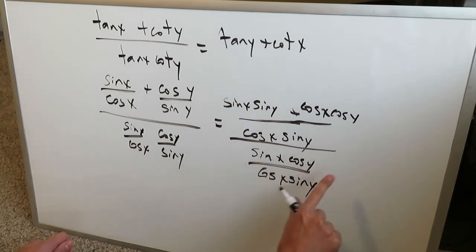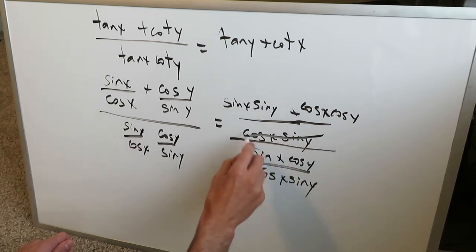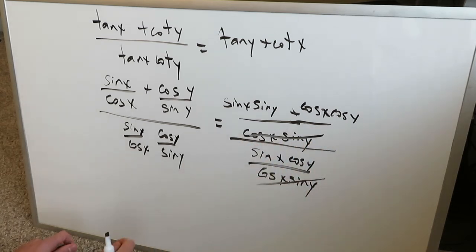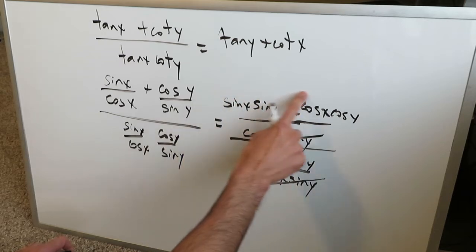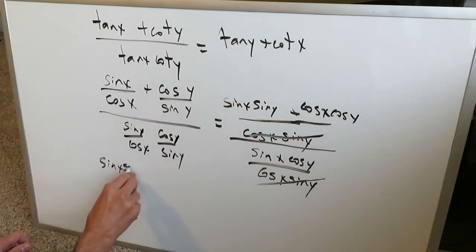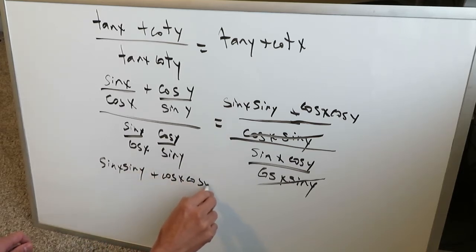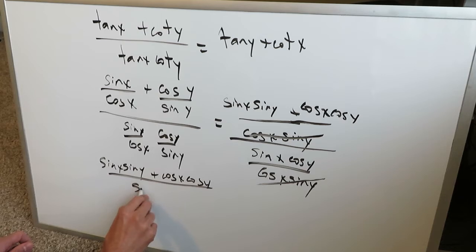If you were to flip this entire denominator out, it would flip over and you'd multiply. It'd be like a fraction dividing. You could cancel these out literally, such that you only have this part on the top and this right here. You would have this eventually: sine x sine y plus cosine x cosine y over sine x cosine y.